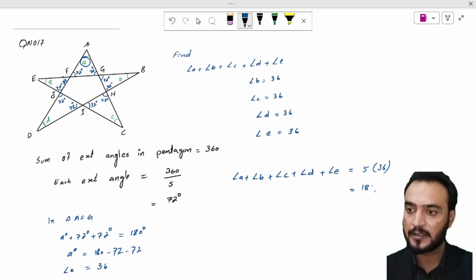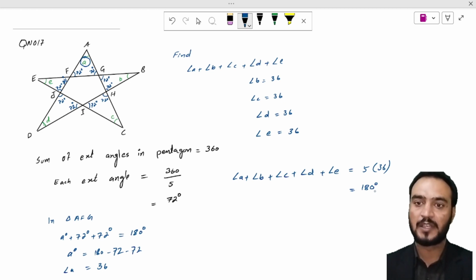180 degrees. So the sum of all these angles is equal to 180 degrees. So this was question number 17. Now we will solve question number 18.